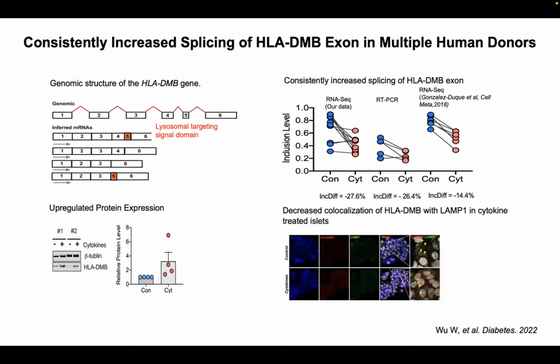Just a brief introduction for the experimental validation part: this exon is exon 5 of this gene, which is an MHC class II gene, and it encodes the lysosomal targeting signal domain. The splicing of this exon will lead to four different isoforms. We cross-checked outside data sets to show consistently increased splicing for this exon, and further validated by qPCR and Western blot that this gene co-localizes with LAMP1 in cytokine-treated cells.